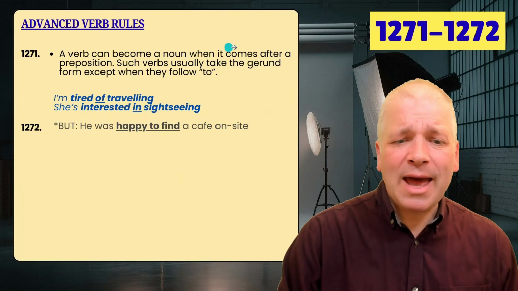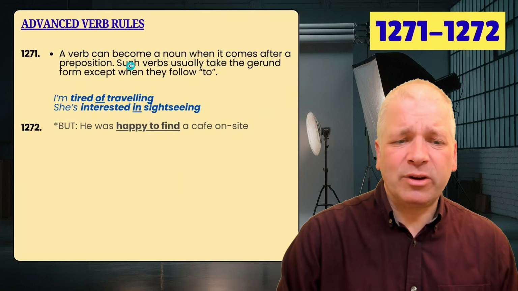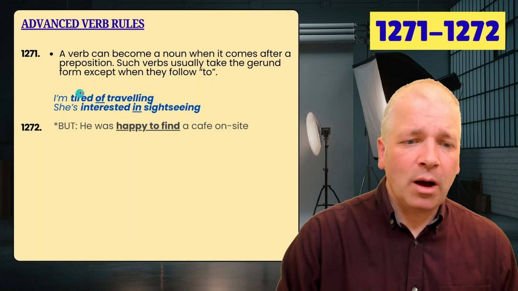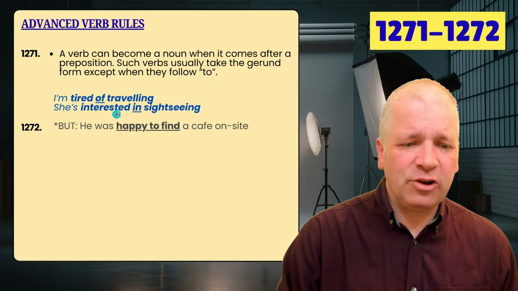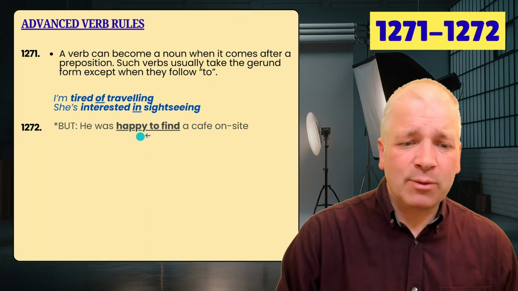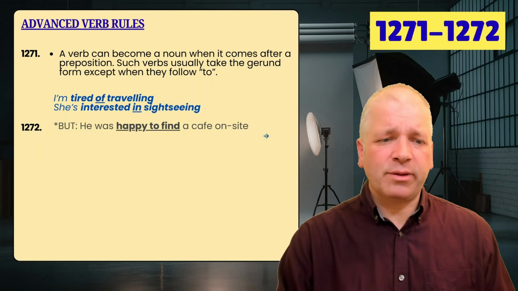A verb can become a noun when it comes after a preposition. Such verbs usually take the gerund form, except when they follow to. I'm tired of travelling. She's interested in sightseeing. But some exceptions. He was happy to find a cafe on site.